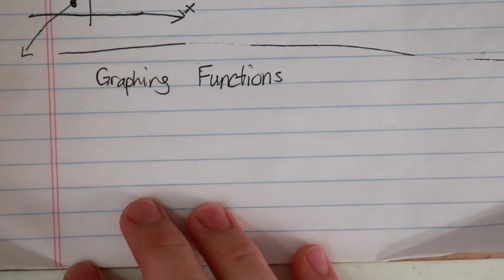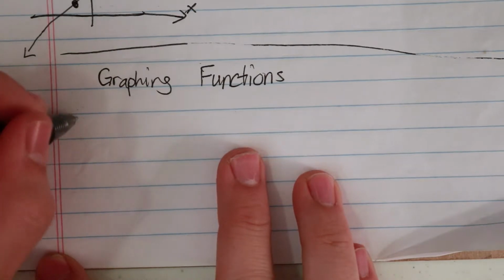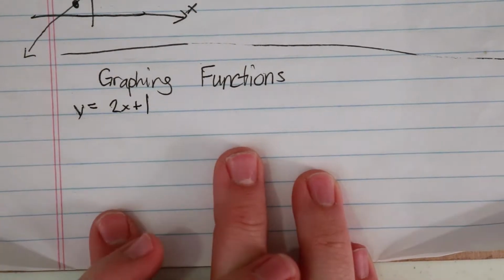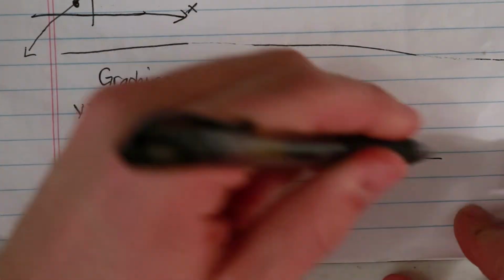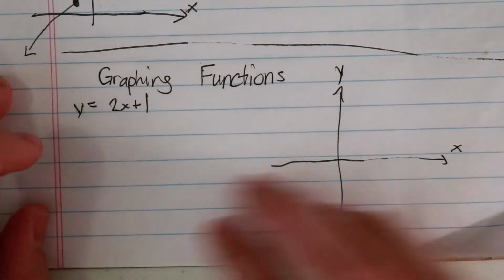All right, so I want to talk about graphing functions, and there's one easy way to do this that I really love. So first we're going to use the equation y equals 2x plus 1. A pretty simple function, but how do we graph it? So I'm going to draw my coordinate plane over here, label my x, label my y, and we'll get started.